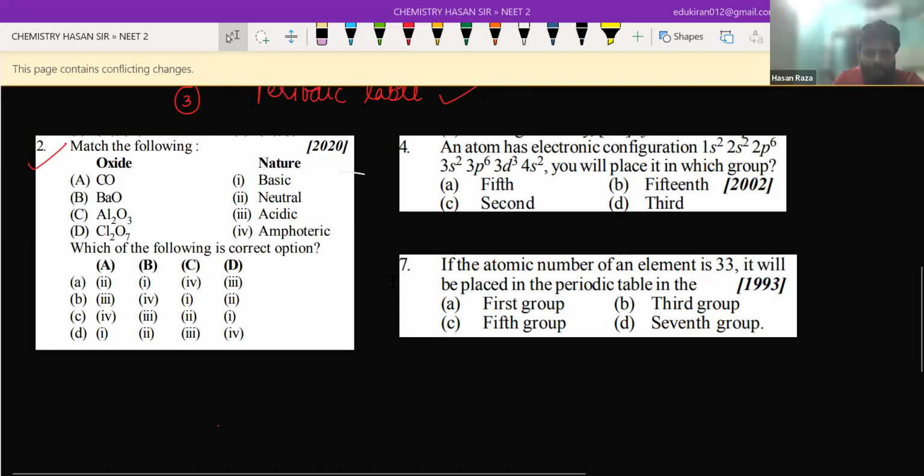Question number 7 has the answer what? Option C is what? Fifth group. Is it fifth group, Aisha? Or 15th group? Okay, Rabia, it's good. The answer is fifth group. Please do calculate it, Aisha, and we'll go for the next one.